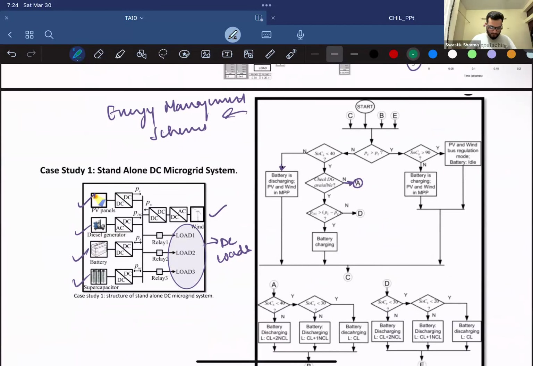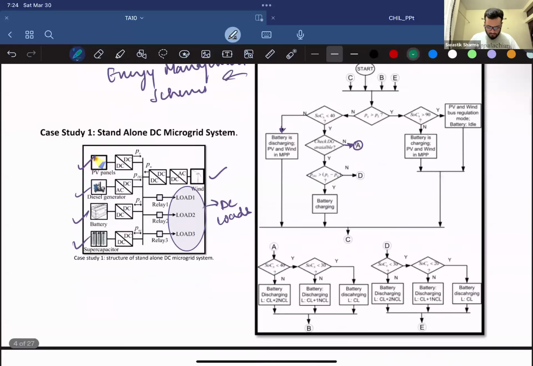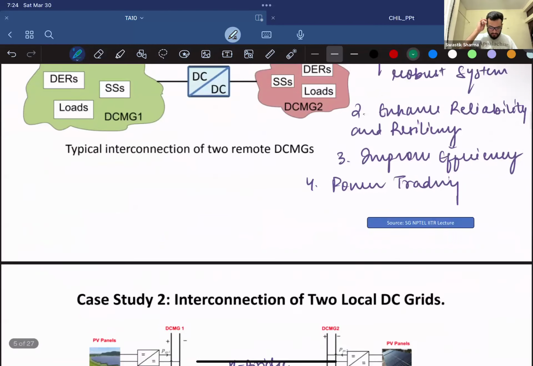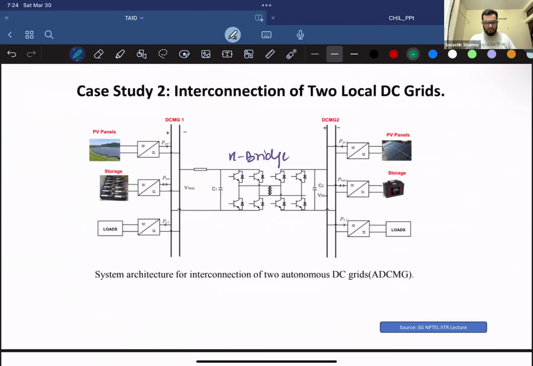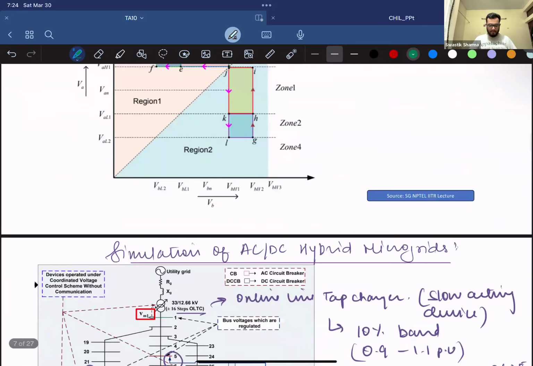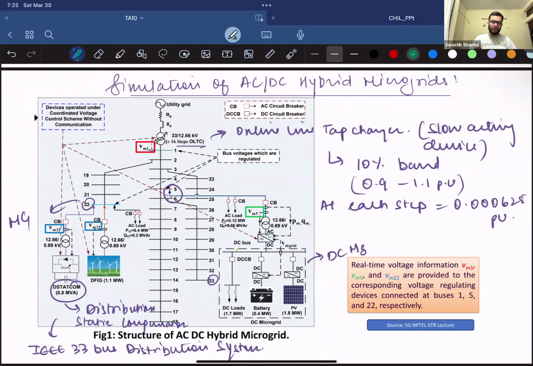And then I talked about how a standalone DC microgrid behaves, the energy management scheme associated with it, and how interconnection of two local DC grids would be beneficial for the system and for each other as well. Then we discussed how interconnection of two local grids could be done in real life, which is through an H bridge, an isolated DC to DC converter. Then we moved on to a simulation of an AC/DC hybrid microgrid, where I showed how a coordinated voltage control scheme could be employed, which is better suited to manage the voltage regulation in the buses at which the AC microgrid and the DC microgrids are connected.